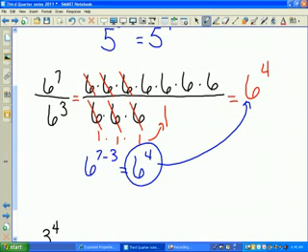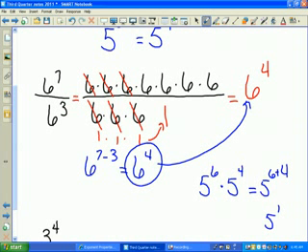Okay? So unlike last time, if I use 5 to the 6th times 5 to the 4th, when I'm multiplying, I'm actually going to add my exponents when they have the same base, which in this case will give me 5 to the 10th. But when I'm dividing, I'm subtracting the exponents that have the same base. Okay? So let's give this last one a try.